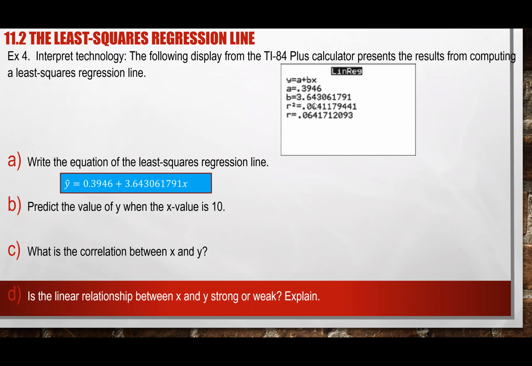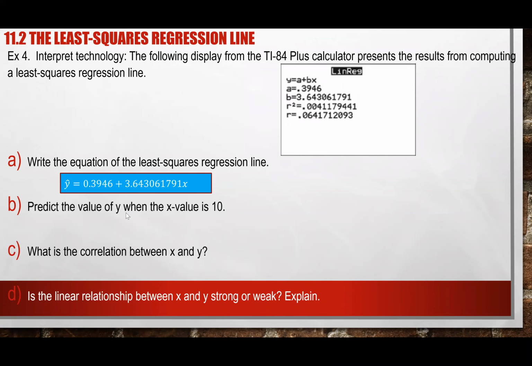But for this one, just know that given this output, all we do is we take the a and put in the a position, take the b and put in the b position, and that's your equation of the line. This is my a and this is my b. The x and y stay the same, okay?